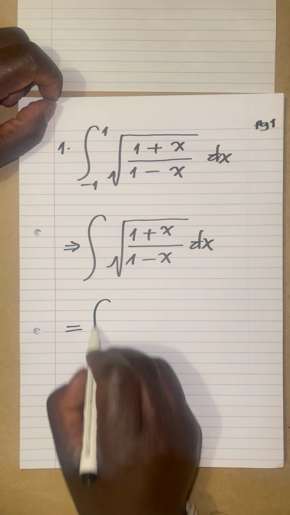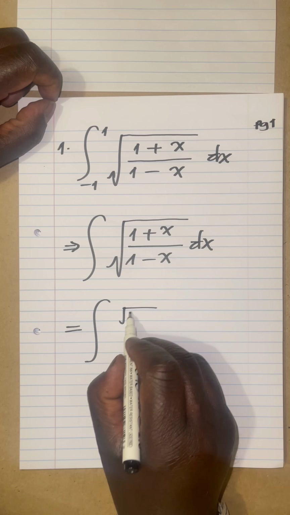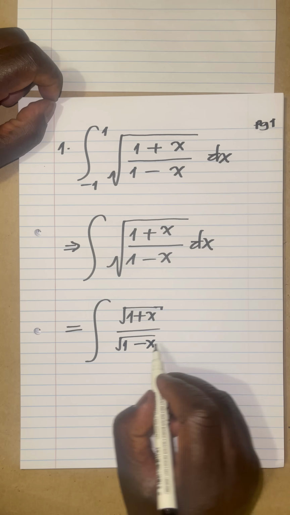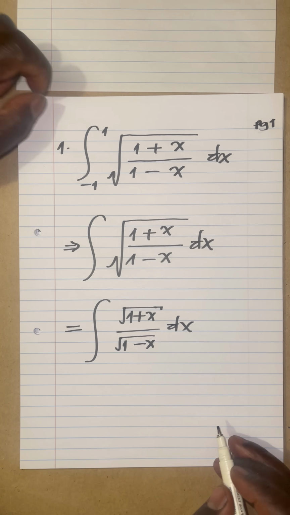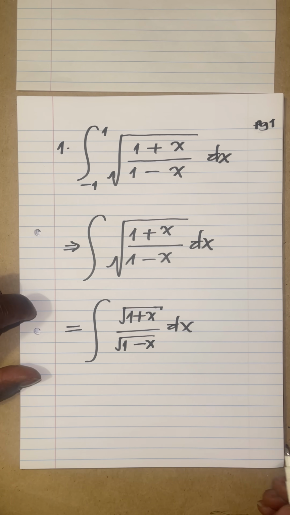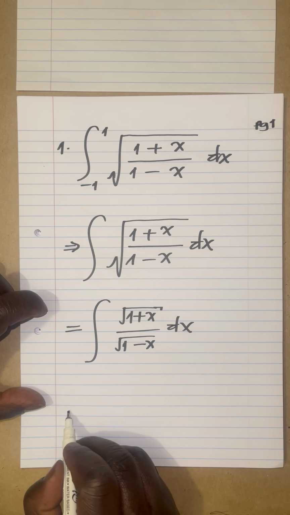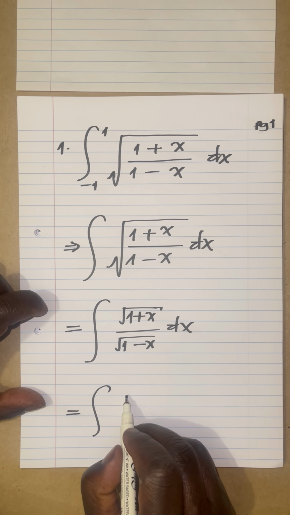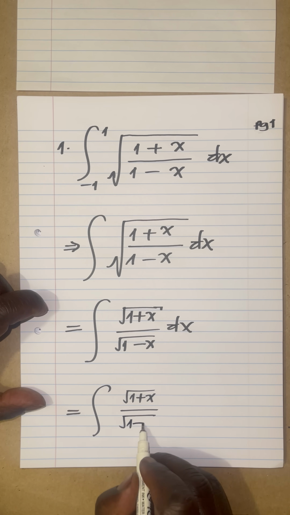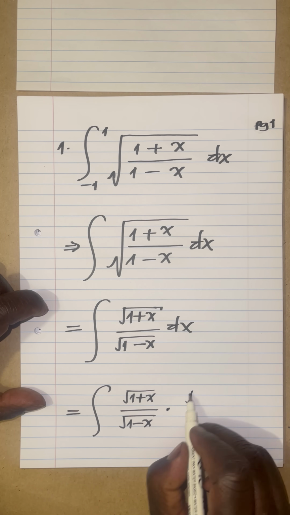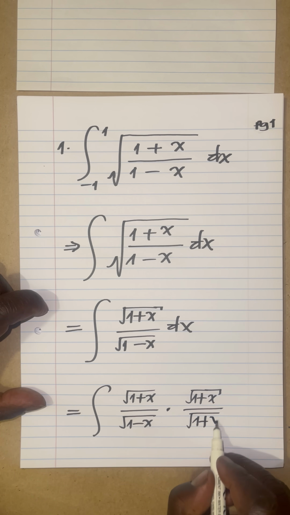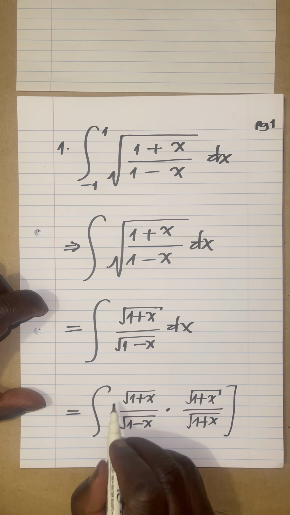This simplifies to the integral of the square root of 1 plus x divided by the square root of 1 minus x, dx. Now notice the square root of the whole fraction is equal to the square root of the numerator divided by the square root of the denominator. At this stage, I'm going to introduce the special one that I've already spoken about. We multiply square root of 1 plus x over square root of 1 minus x by square root of 1 plus x divided by square root of 1 plus x. There is your special one right there. And then we have dx.